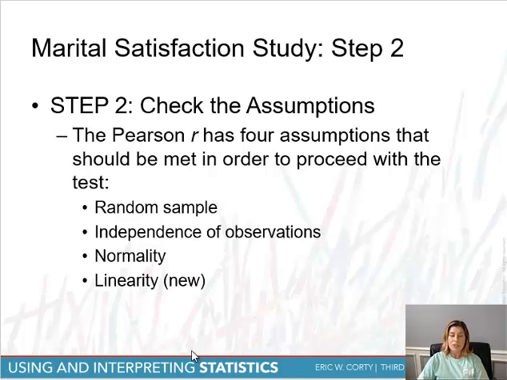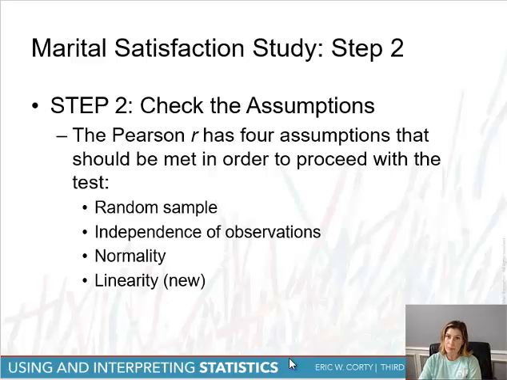But the new assumption is linearity. Remember that Pearson's R requires you to have a linear relationship between your variables. Otherwise, it's not going to be able to detect a relationship if one does exist. So that's a new assumption. It assumes that you're testing a linear relationship. So you have to meet that assumption.